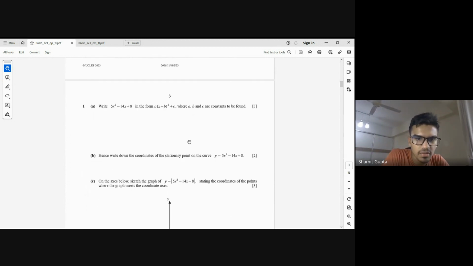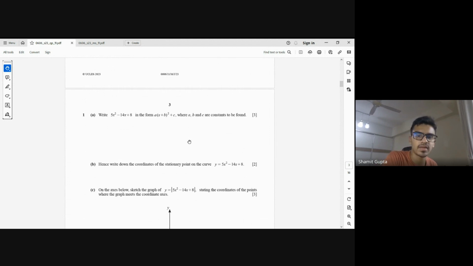Write 5x squared minus 14x plus 8 in the form a(x plus b) squared plus c, where a, b, and c are constants to be found. This is quite simple. I just have to factorize 5 out. It'll become x squared minus 14 over 5 x plus 8. So this is 5. Then this thing, 14 over 5, we have to divide by 2. That's how completing the square works.